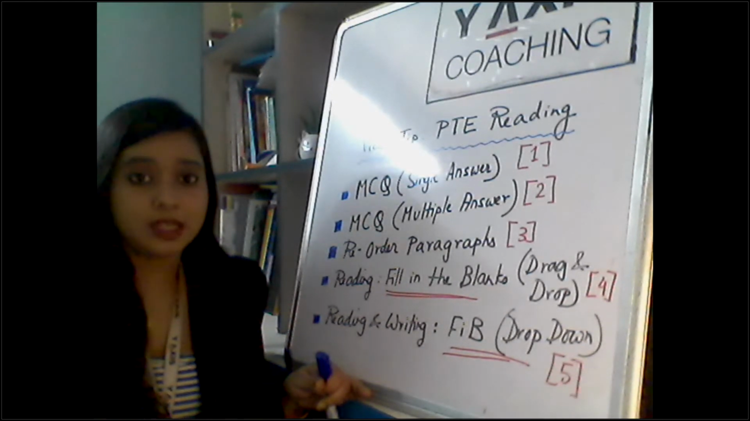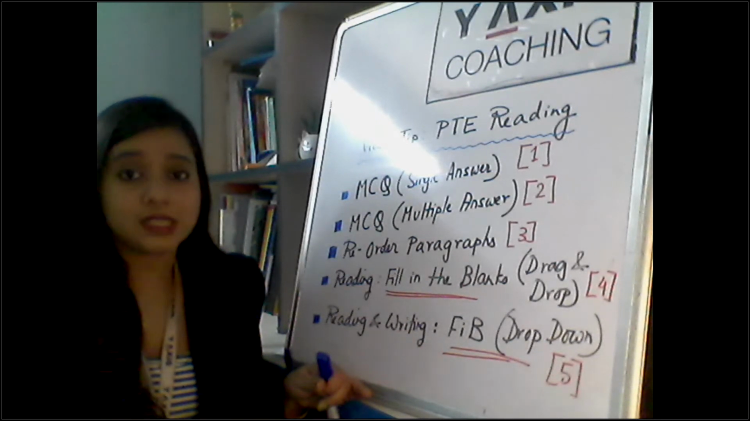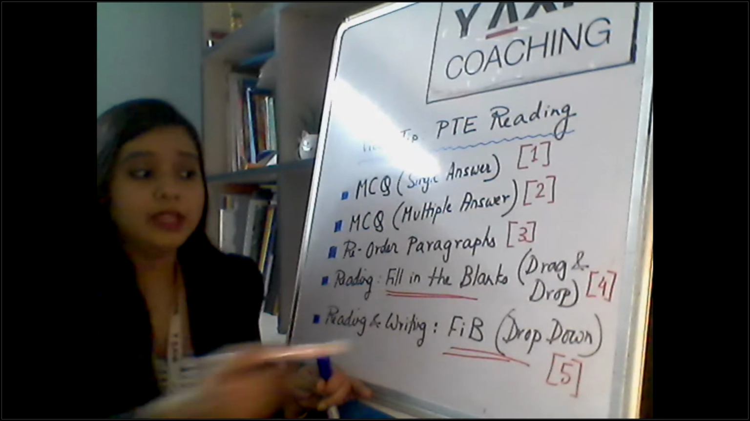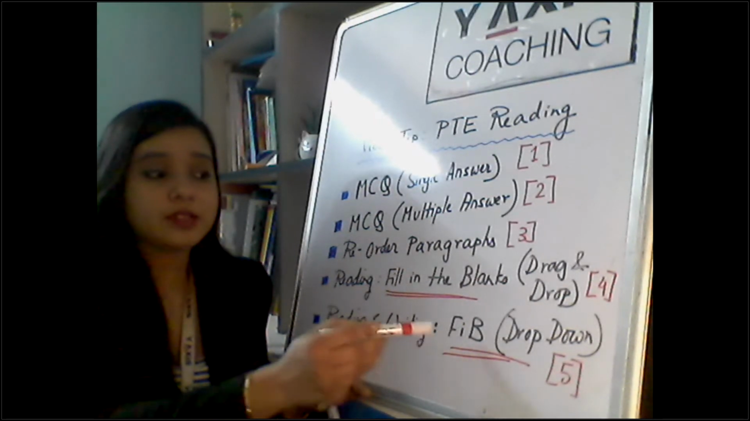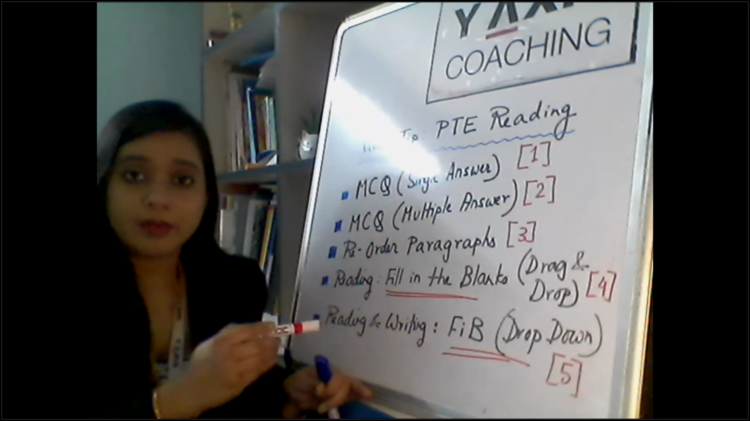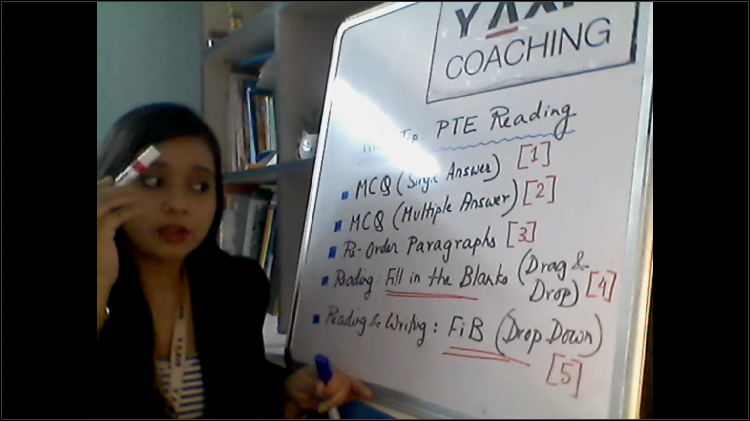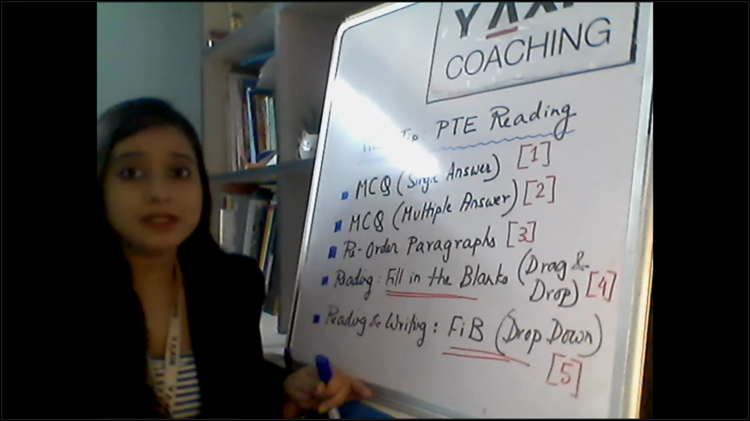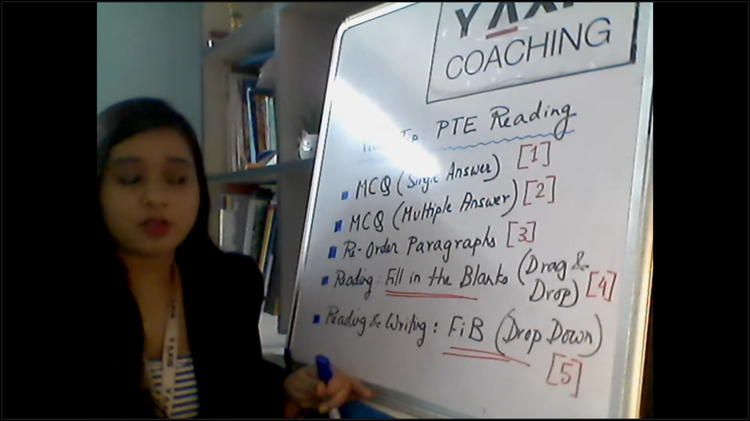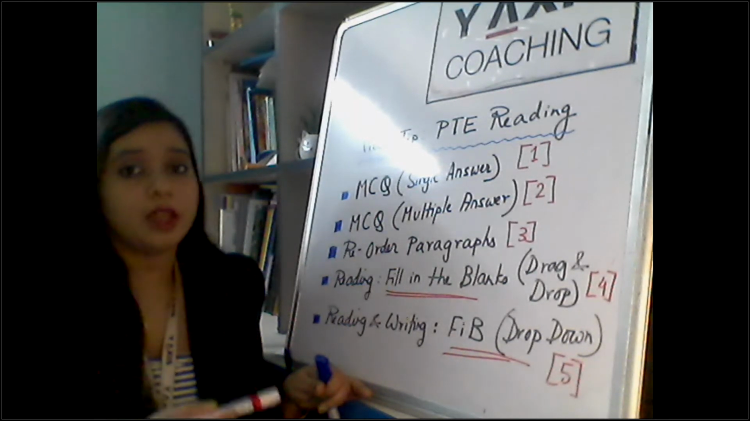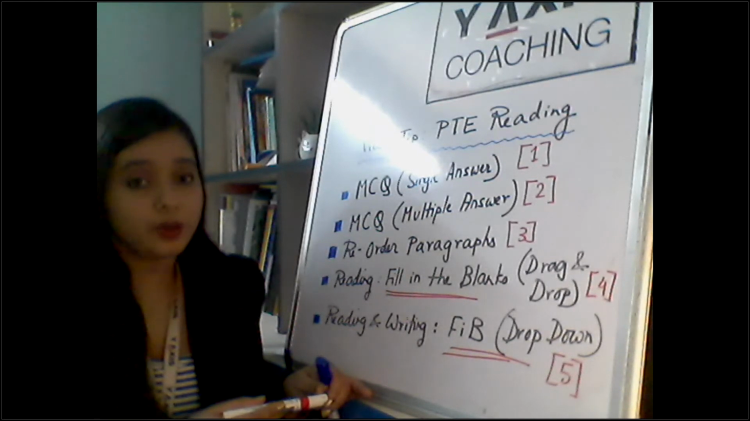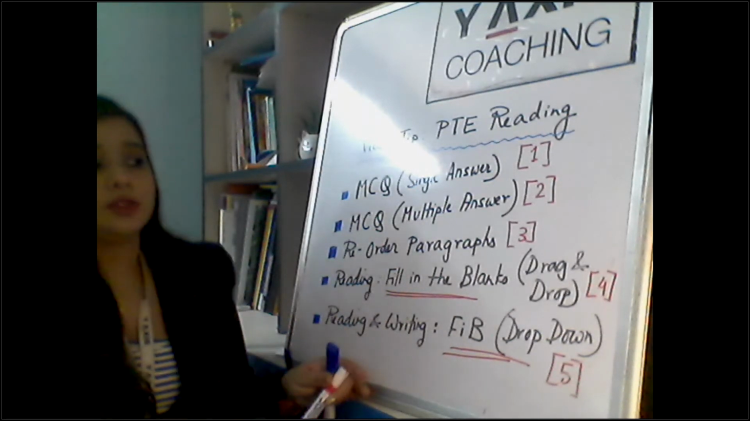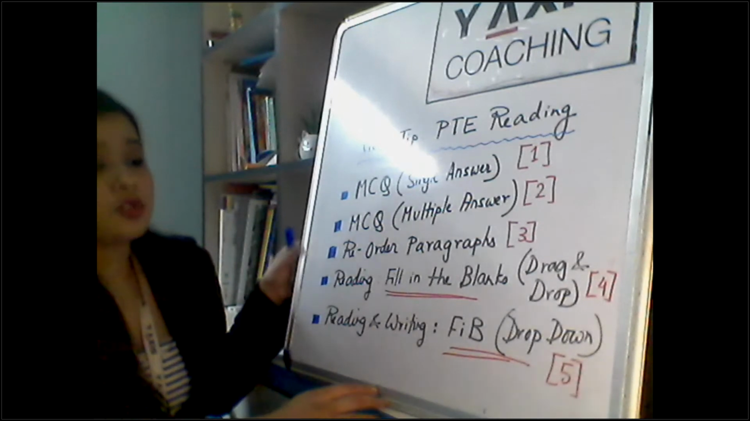In fact, when we want to score 79 plus in our reading, we have to ensure that we answer fill in the blanks drop down without fail. If we end up missing this fill in the blanks drop down, then unfortunately the score can never be above 79. So let us now discuss fill in the blanks drop down.